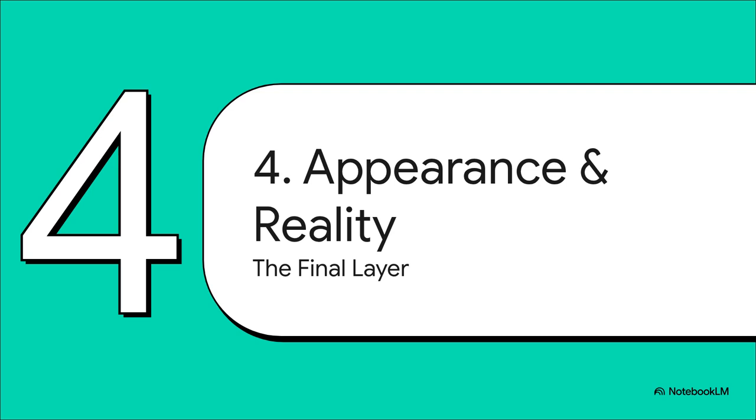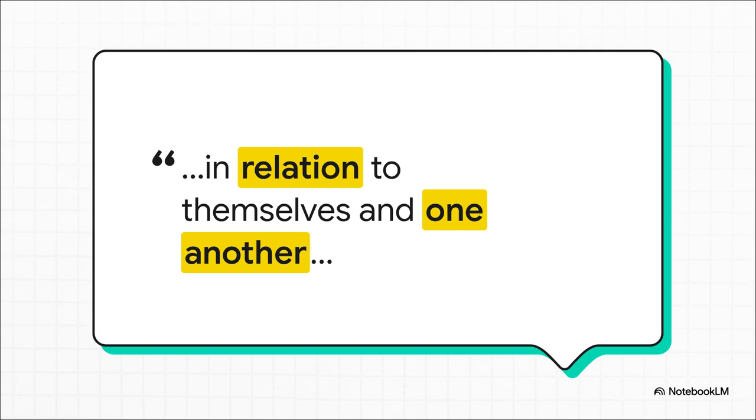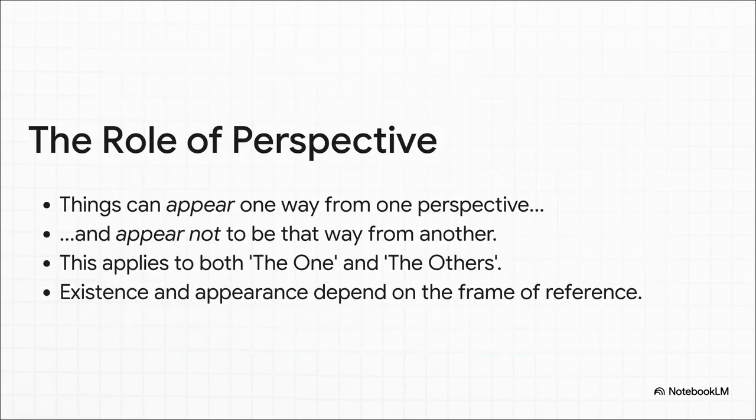And that brings us to the final piece of the puzzle, the crucial difference between what truly is and what just appears to be. And the master key to this whole thing was actually hidden in the original sentence all along. It's that little phrase, in relation to themselves and one another. This little bit tells us that being isn't a simple on or off switch. It's all about context, relationship, and perspective. It all comes down to your frame of reference.